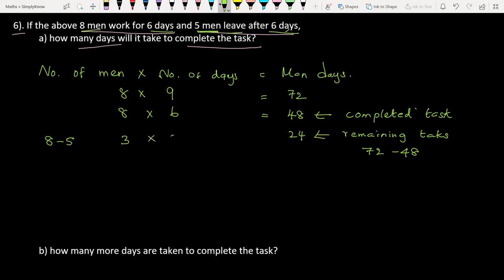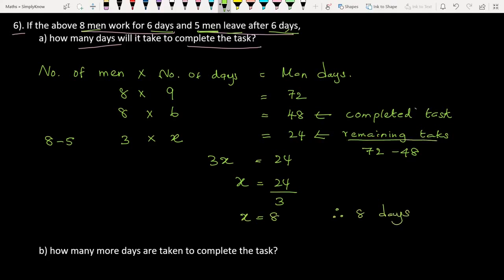So let's put X. 3 men work for X days and the remaining task is 24 man days. So let's simplify this. 3x equals 24. X equals 24 divided by 3. X is 8. Therefore, 8 days are taken to fulfill the remaining task.